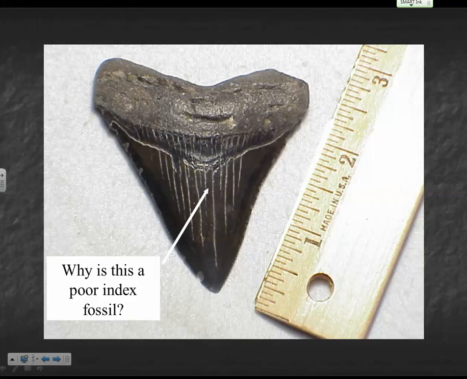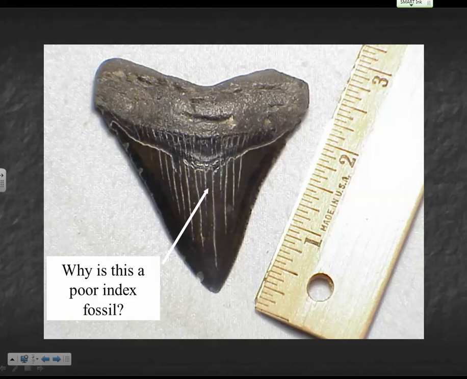So why is this a poor index fossil? We got a shark's tooth here from probably an old ancient megalodon. These sharks are extinct now. Pretty big tooth. I'll show you some others that are even larger than this. But why would this be a poor index fossil?